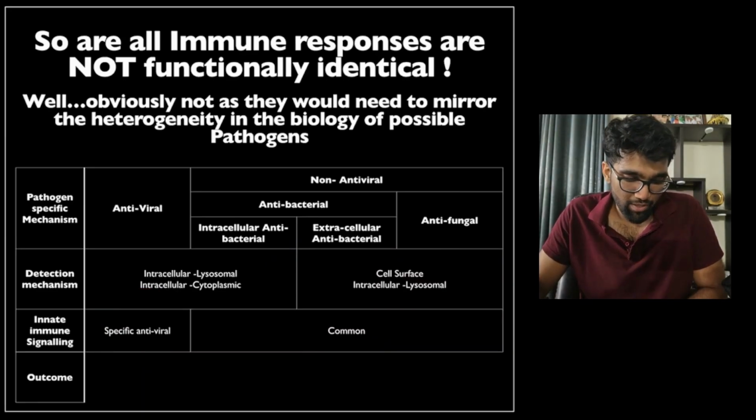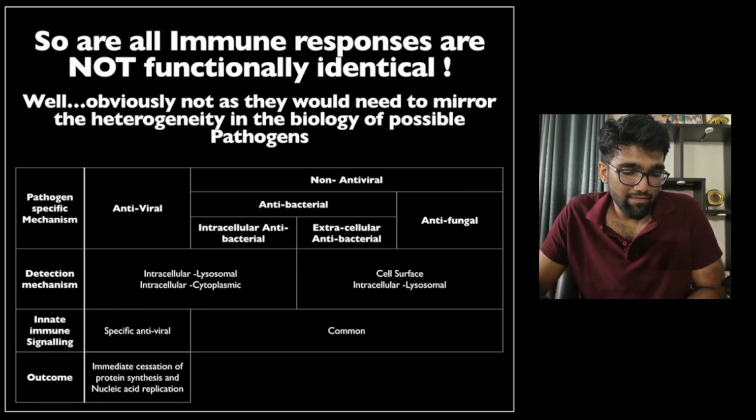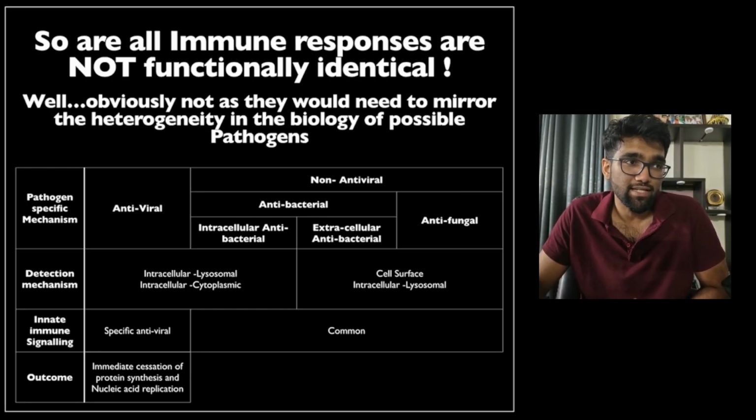or all three types of organisms. So the outcome in case of antiviral responses is an immediate cessation of protein synthesis and nucleic acid replication within the cell that has detected the virus. That is because viruses have an Achilles heel: they can only replicate within an actively dividing cell, or they need to use the host nucleic acid amplification and protein synthesis machinery to replicate.